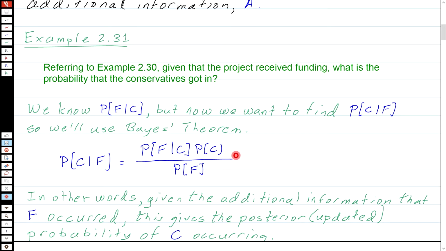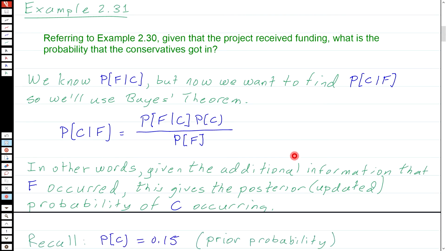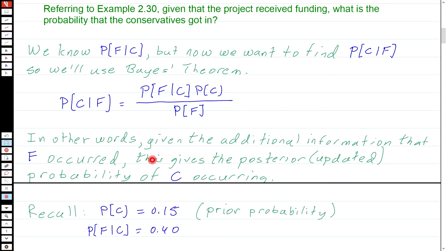Actually, you can see here we've got an initial probability of Conservatives getting in, and we're going to update that probability given additional information. So given that we receive funding, what is our new probability that the Conservatives got in? We can see that this updating of the probability is working even in this problem. What is the posterior, updated probability of Conservatives getting in given the additional information that funding took place? And this probability of C is a prior probability of Conservatives getting in.